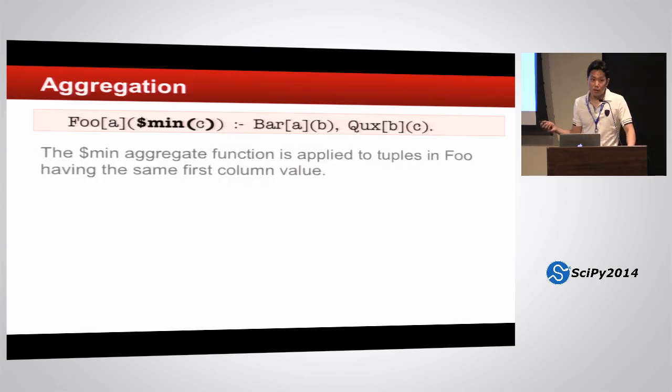And aggregation is, of course, very important in data analysis, so we support it in SociaLite. You can use an aggregate operation by having an aggregate function in the rule head. And the semantic is that, in this case, we first group the tuples in the full table by the values that are before this aggregate function. So we group by the values of A. And then we apply this min aggregate function to the second column of the tuples that are in the same group.